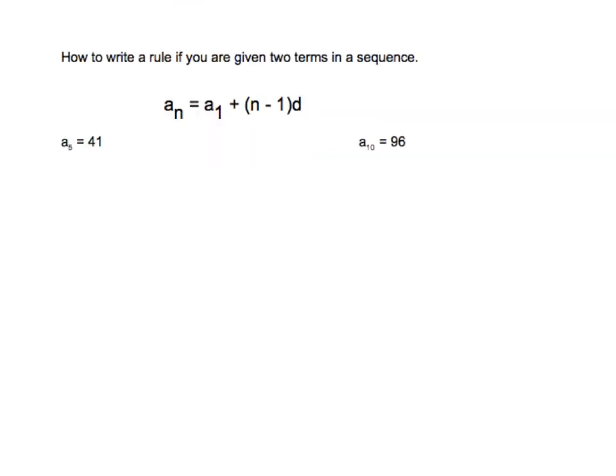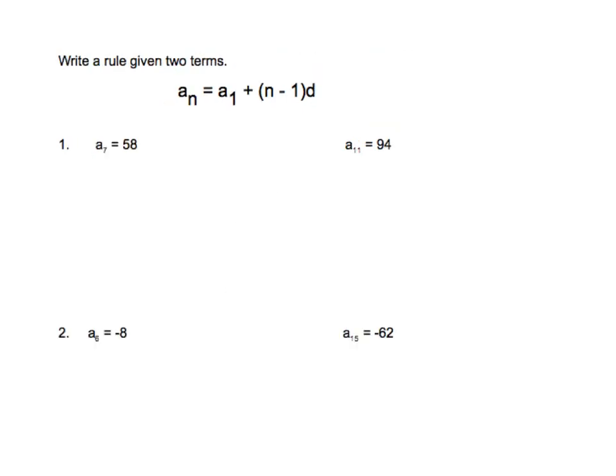We did not get a chance to get to problems like this where I give you two separate terms in the sequence. The 5th term is 41 and the 10th term is 96. So I am not going to take some time right now to go through those. But if you are interested, ask me and I can certainly show you how to do that.